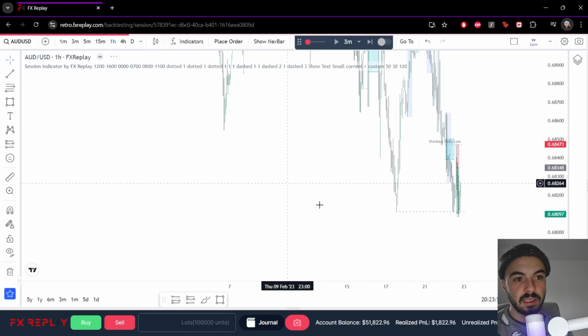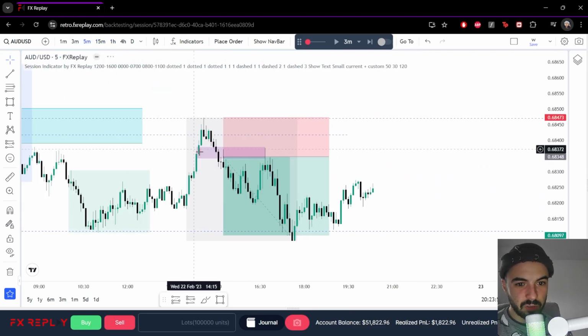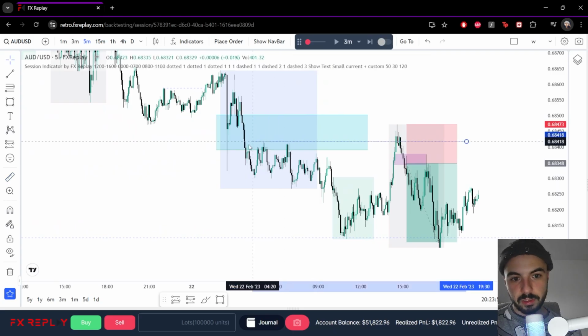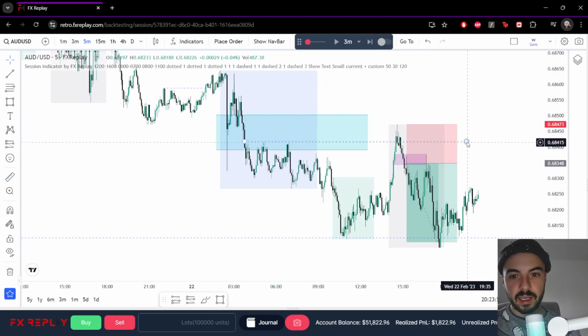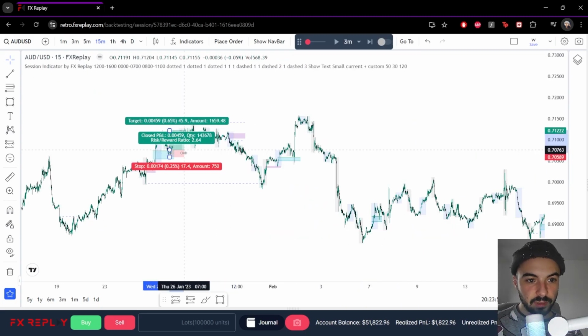And also in this case, if you were wondering, okay, but London didn't really have structure, right? London didn't really have a high, had this high. You just have to choose an inducement. It doesn't necessarily have to be London highs, right? Our liquidity level was obviously this. I showed you a bullish scenario and a bearish scenario.